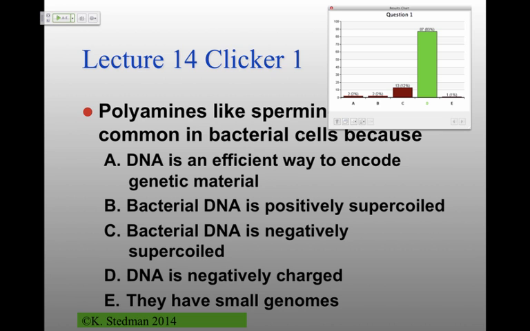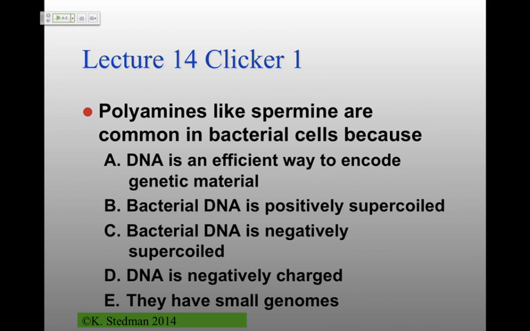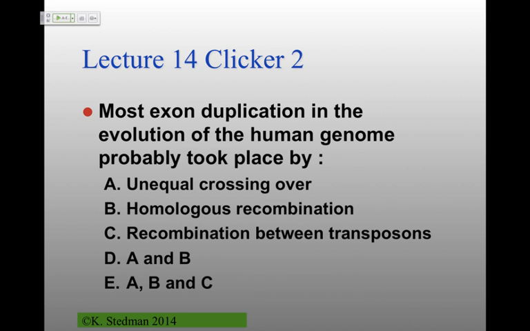So our next clicker question is: most exon duplication in the evolution of the human genome probably took place by unequal crossing over, homologous recombination, recombination between transposons, A and B, or A, B, and C.